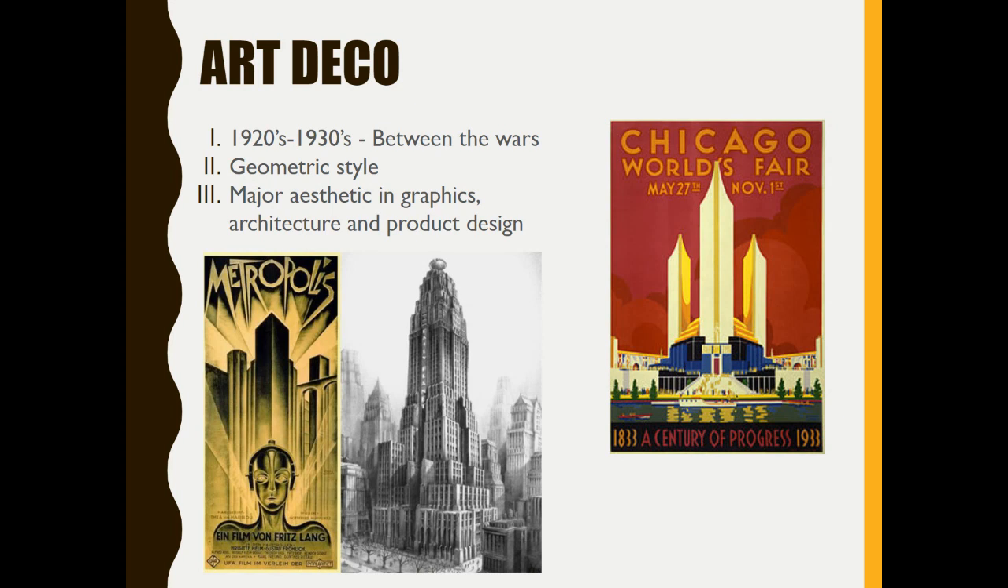And then we get into Art Deco, the 1920s and 1930s. When you think of Art Deco, you think of the Roaring Twenties. What am I thinking of? The Great Gatsby. There you go. That's what you'd think of when you think of Art Deco. So it was in between World War I and World War II, very geometric styles, and the major aesthetic in graphics, architecture, and product design. So you can see a lot of their stuff was very architectural, very linear, very geometric in their style, very clean work too. Even the letter forms. The Metropolis, not so much, but if you look at the Chicago World's Fair, even the part at the bottom there, you can see it's very geometric, very linear in its look and feel.